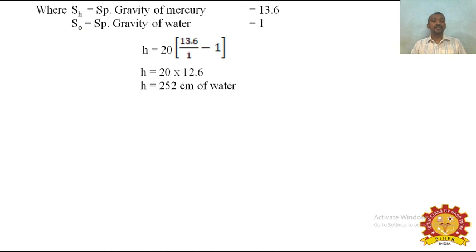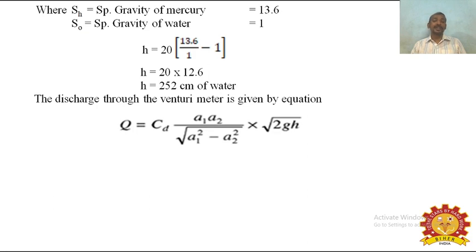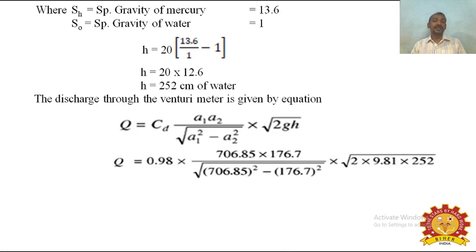Now the next step is to apply the continuity equation, the discharge of the Venturimeter. So Q is equal to Cd into A1 into A2 into root of 2gH divided by root of (A1 square minus A2 square). Here I know all the values. So root of 2 into gravity 9.81 into H 252, into A1, which we found as 706 something, then A2, 176 something, and the coefficient of discharge 0.98. Like that we substitute all the values, and finally you get your answer.